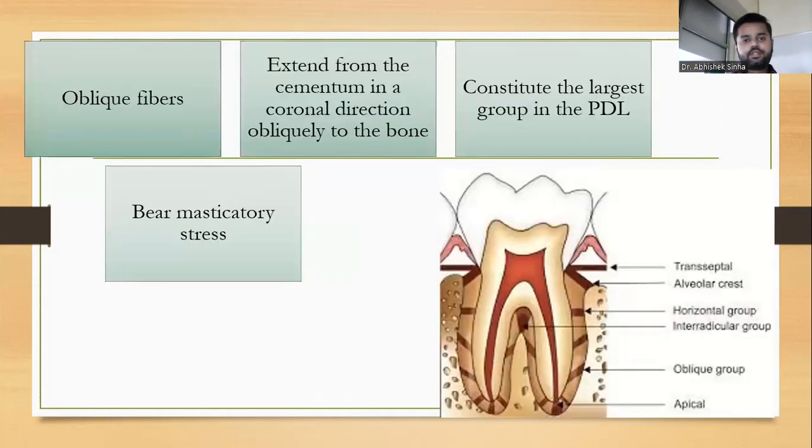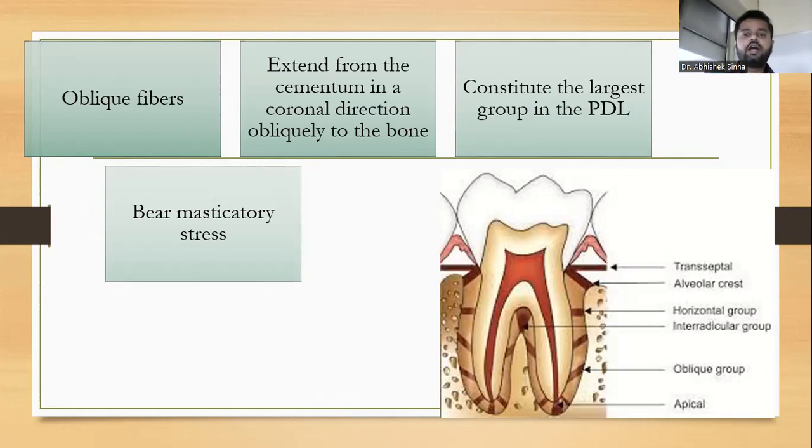Then you have oblique fibers. They extend from the cementum in a coronal direction obliquely towards the bone. Alveolar crest fibers and the oblique fiber differences: alveolar crest goes a little apically towards the bone. Oblique fiber goes coronally towards the bone. That is the difference in direction. Oblique fibers constitute the largest group in the PDL, and they bear the masticatory stresses.